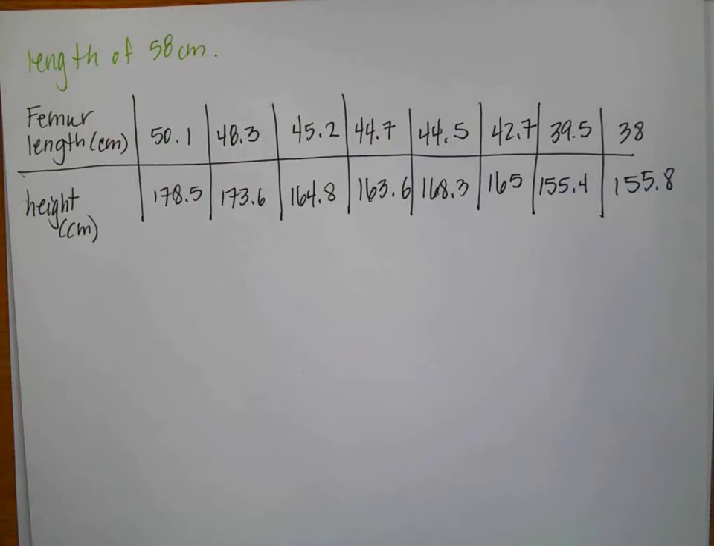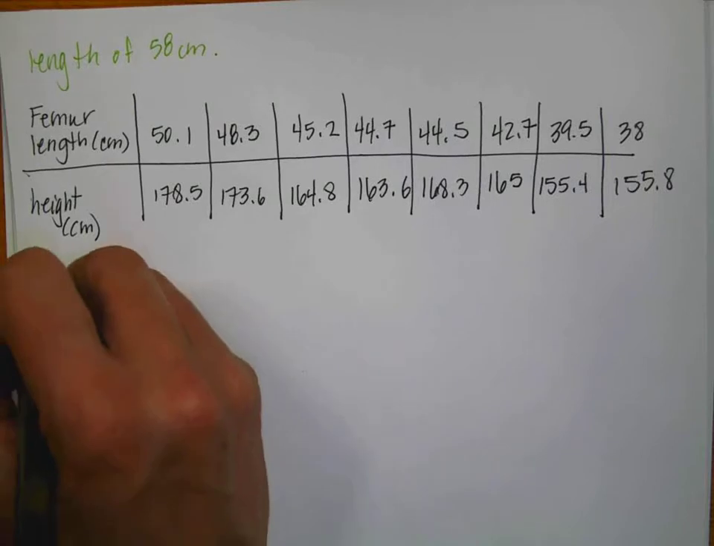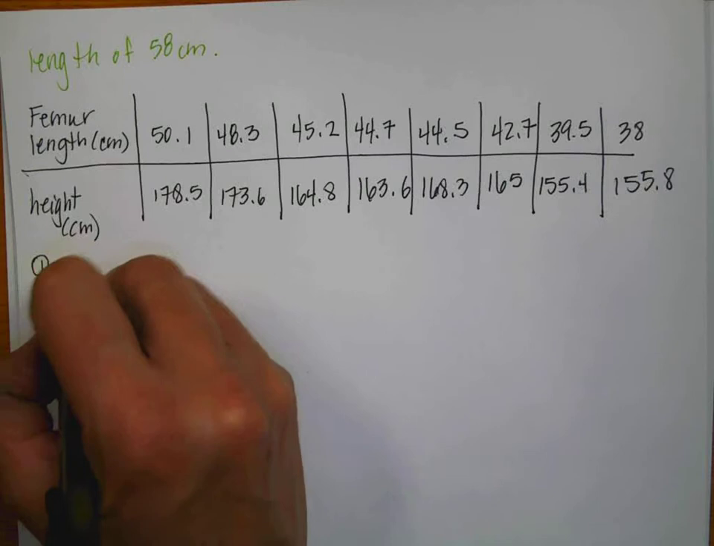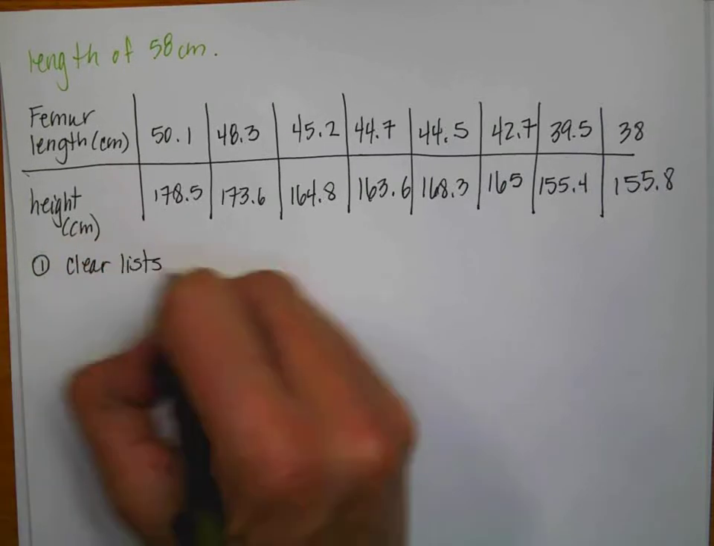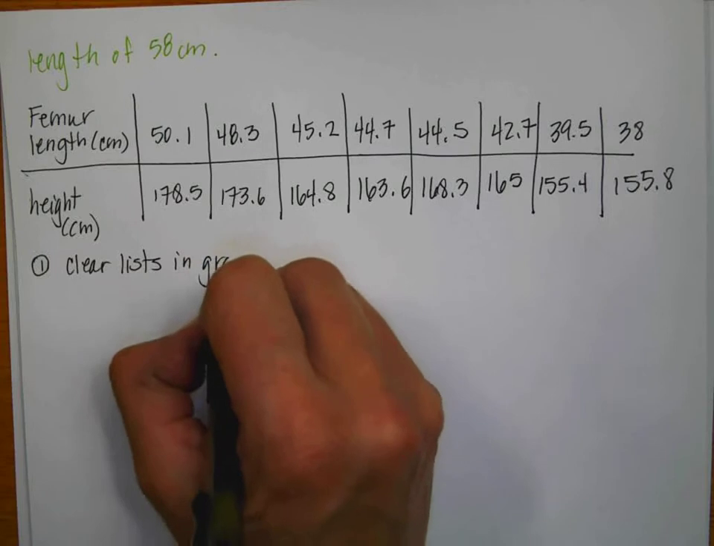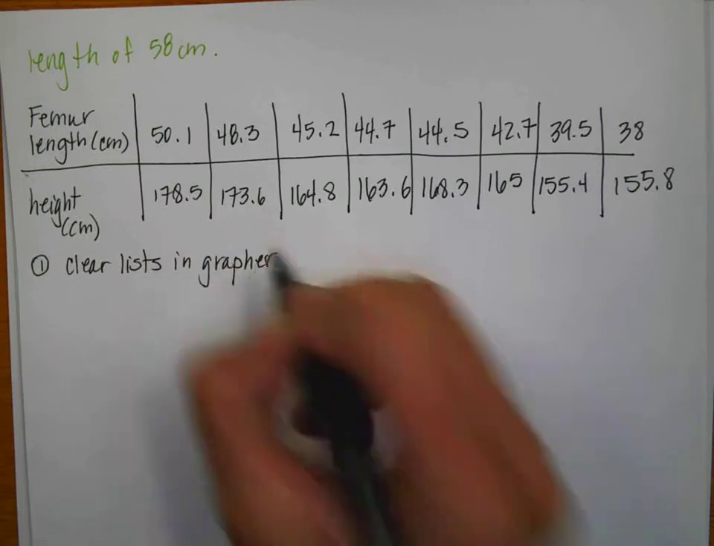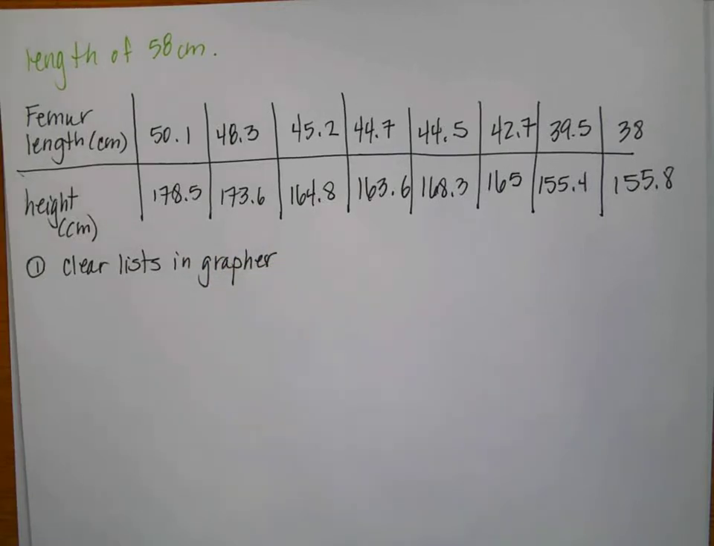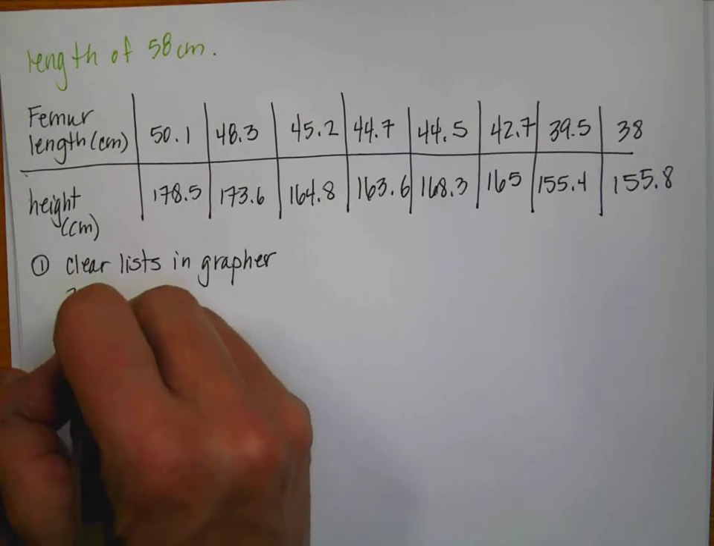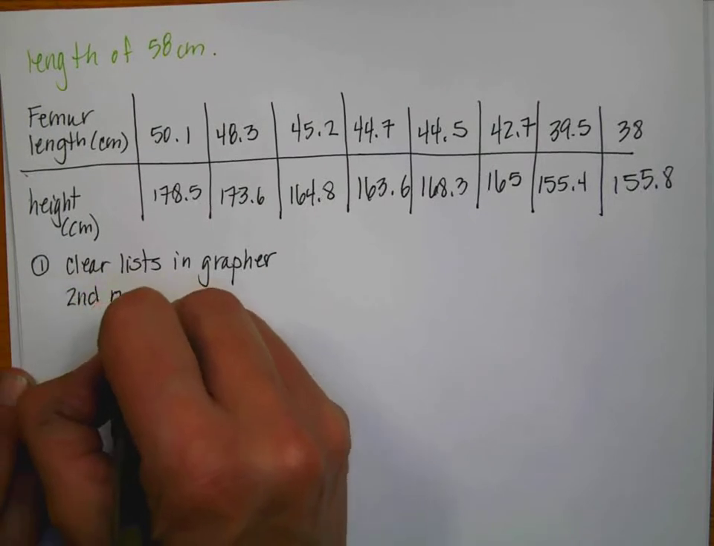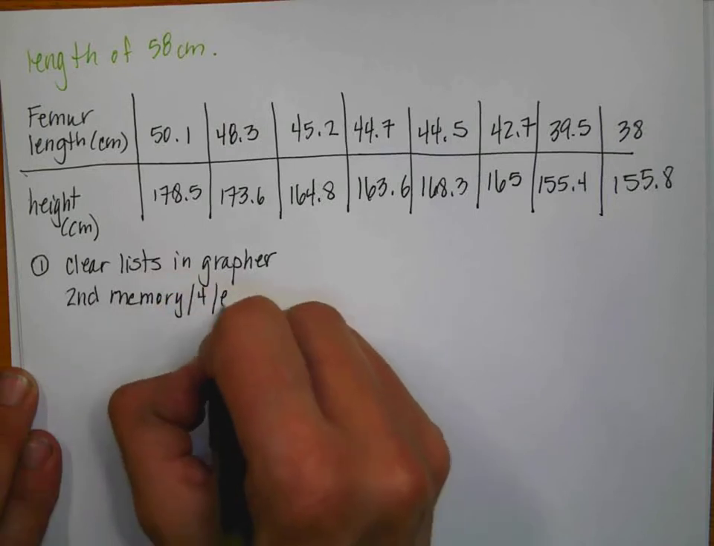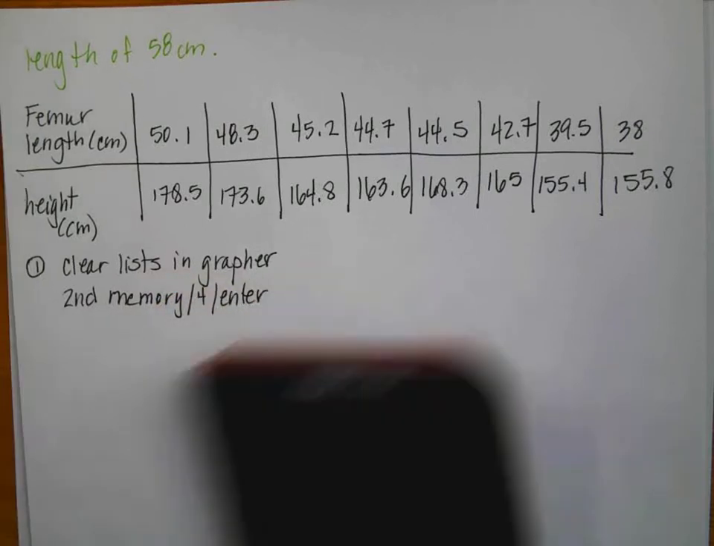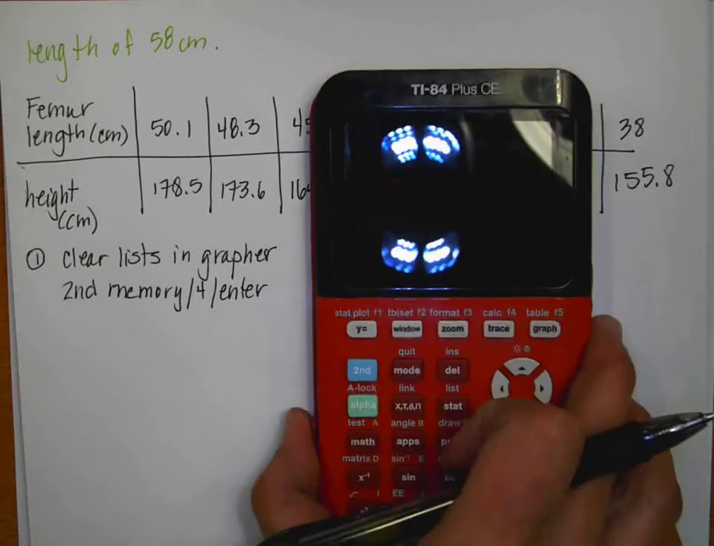So this is a little bit of a tedious process, and I want you to make sure that you write down each step. So the first thing that we're going to do is clear the lists in our grapher. I'm going to write down the step, and then I'm going to show it to you on your calculator. So this is second memory, and then 4 and enter. Okay, so then I'm going to do that.